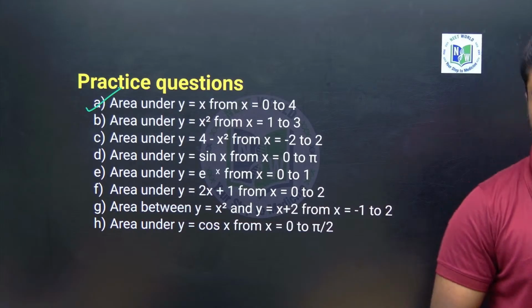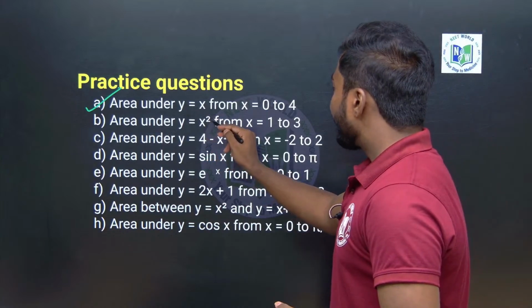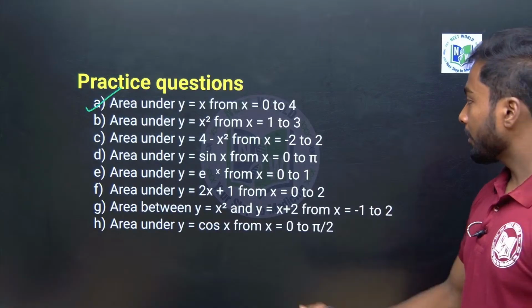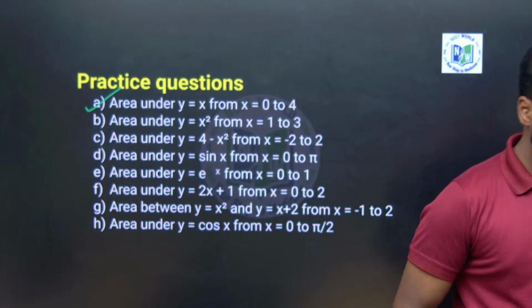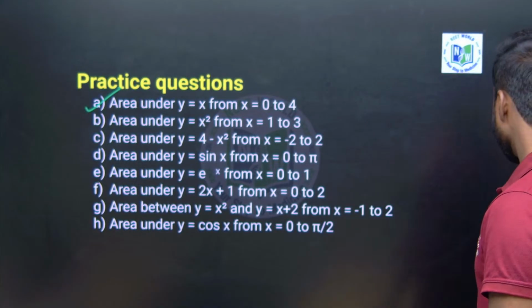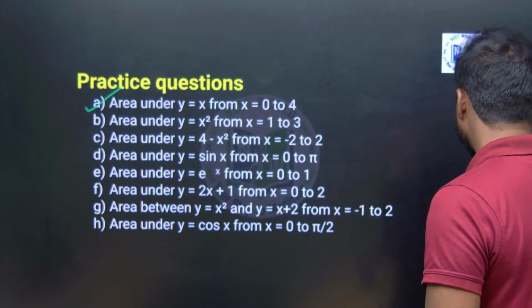So in this case also you will apply the x power n formula. So x power 2 plus 1 by 2 plus 1. Here n is equal to 2. Okay, we will do it now.